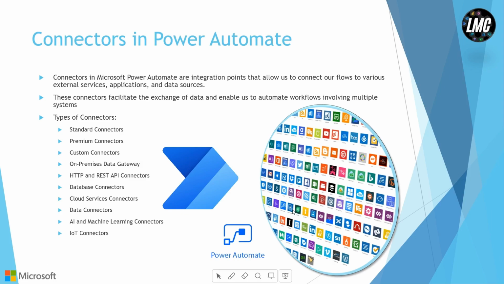In a similar way in flows, what kind of actions can we do? Let's say I trigger the flow, somebody receives a mail, or some data gets extracted from a data source and migrated to another data source. These are all kinds of actions we can perform. Now the third point is connectors, a very important part. You can read up here, connectors in Microsoft Power Automate are integration points that allow us to connect our flows to various external services, applications and data sources.